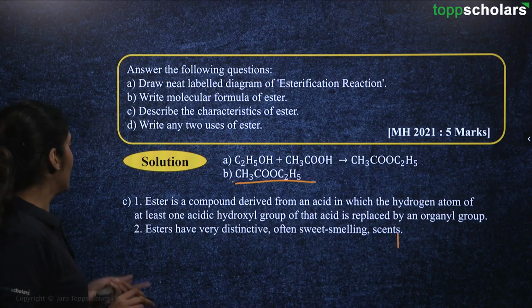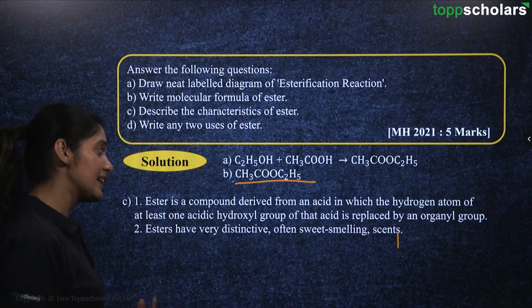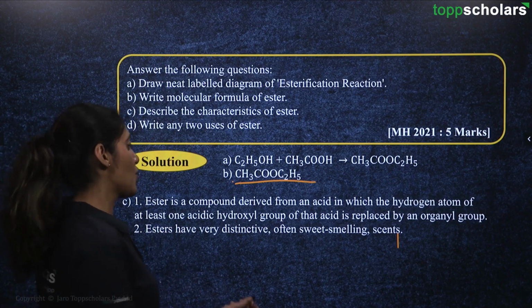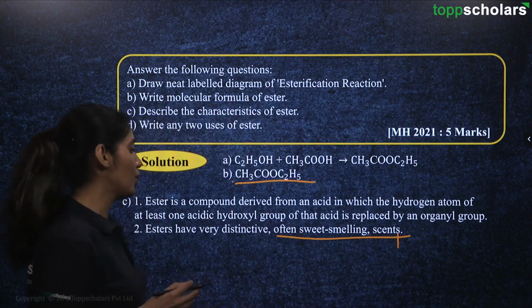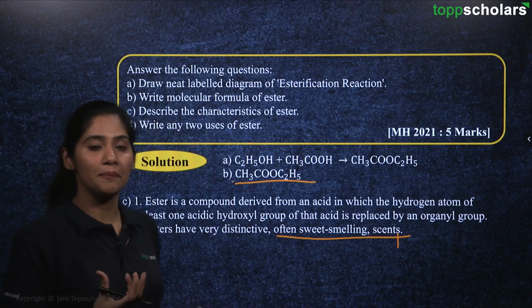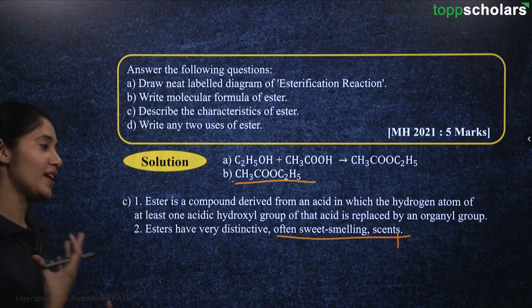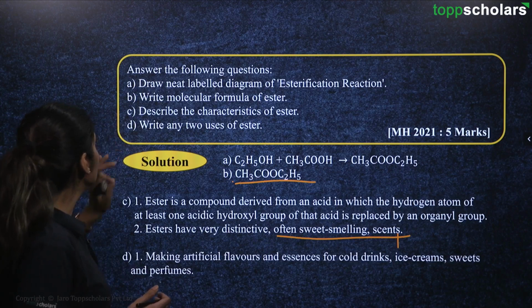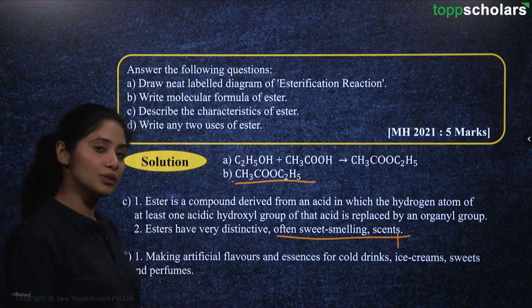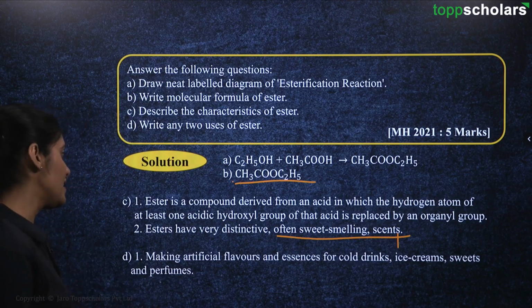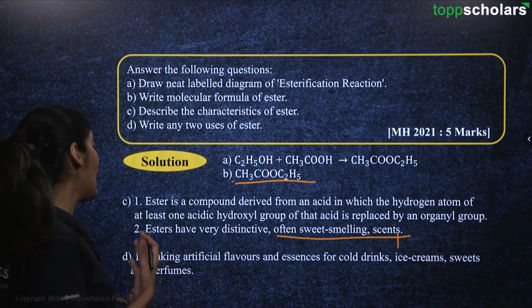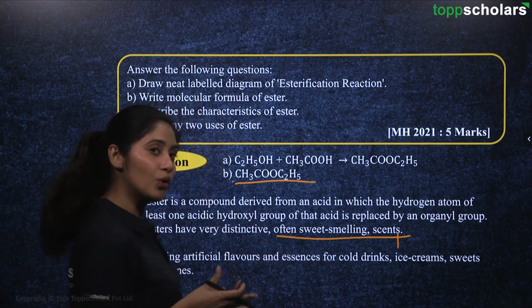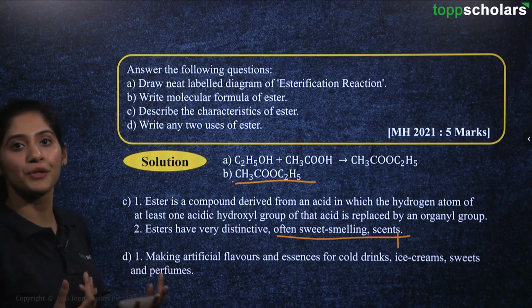Then what else? Esters have very distinctive, often sweet smelling scents. So this is one more characteristic of esters. Okay, it's a very distinctive smell. Whenever you smell a compound, you will immediately know that this is an ester. It's a very sweet, fragrant compound. Then we go to the last one, that is, write any 2 uses of ester. So if this is a sweet smelling scent, where can we use it? We will use it for artificial flavor and essence making. So it is used for making artificial flavor and essence for cold drinks, ice cream, sweets and perfumes, right?